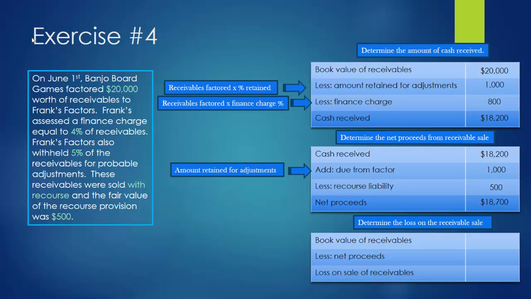And again, you can figure this out by taking your cash received, adding the amount retained for probable adjustment, your due from factor, and subtracting out the fair value of the recourse provision. So we are factoring receivables with a book value of $20,000, and we think that in the long run we're going to see $18,700 from this sale, which means we are selling them for $1,300 less than their book value.